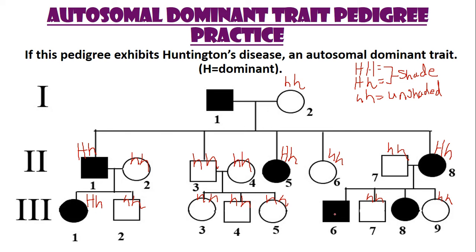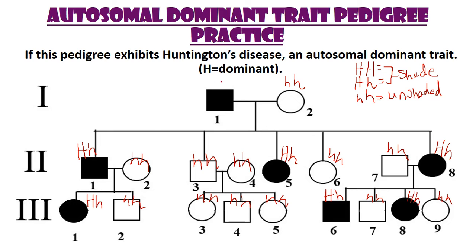Let's go to generation 3, individual 2. We know it's a big H, and then we have to look at the parents. The only way this could be big H is if both parents are affected, but both parents aren't affected. So it's big H, little h. Same thing goes for generation 3, number 8. Same process works because of the parents.